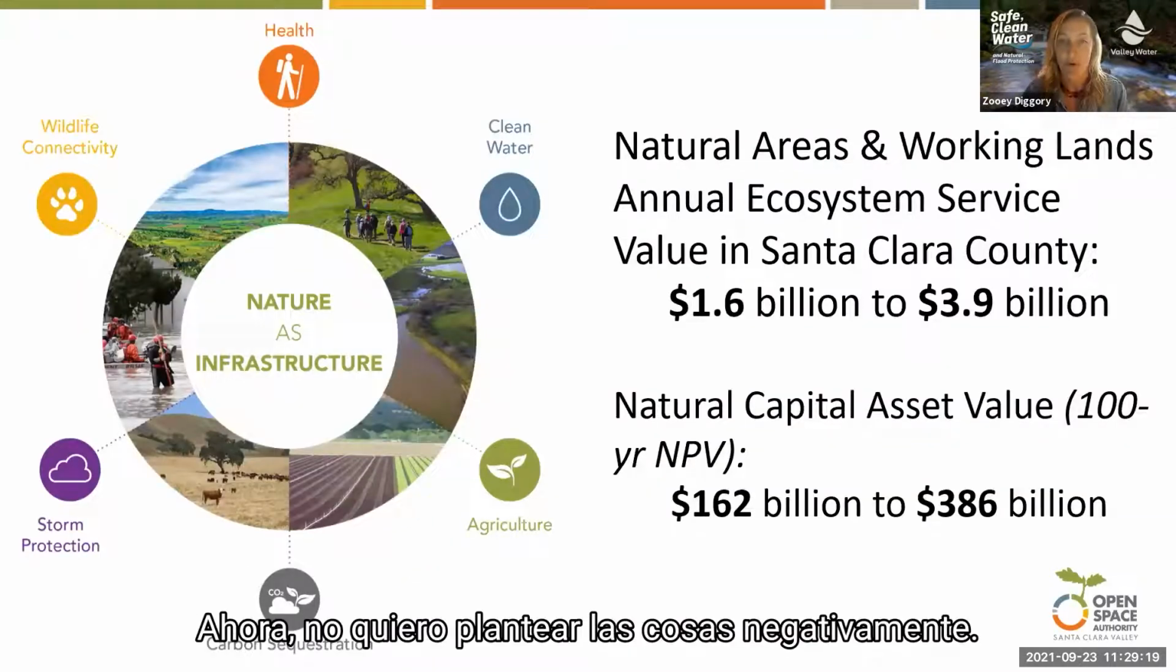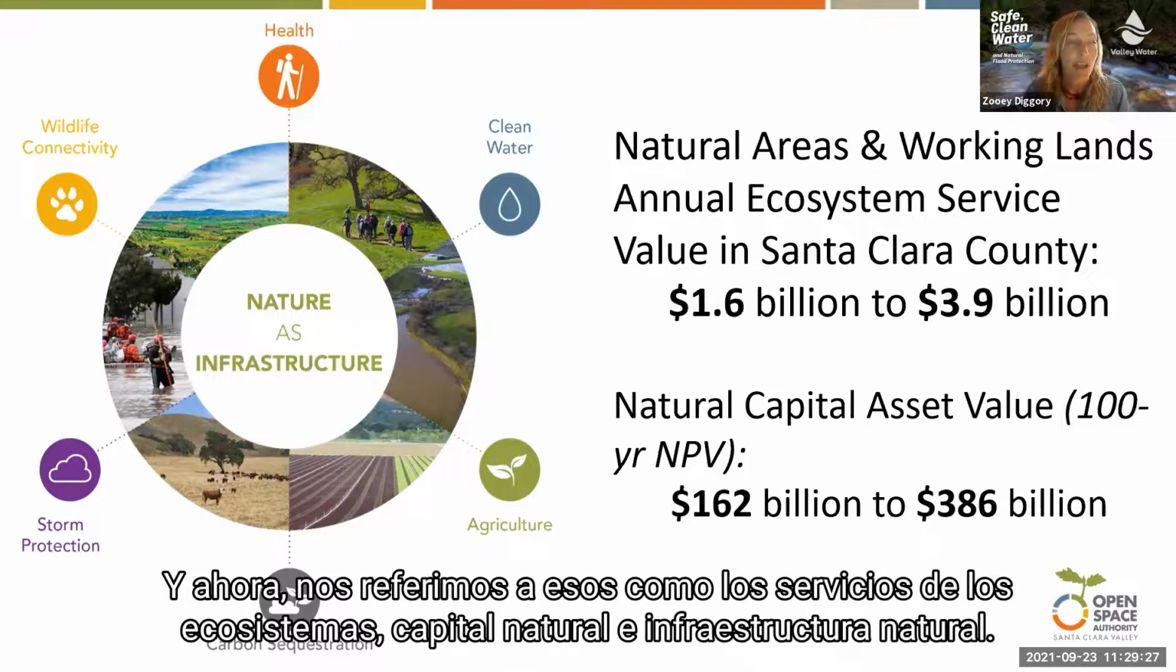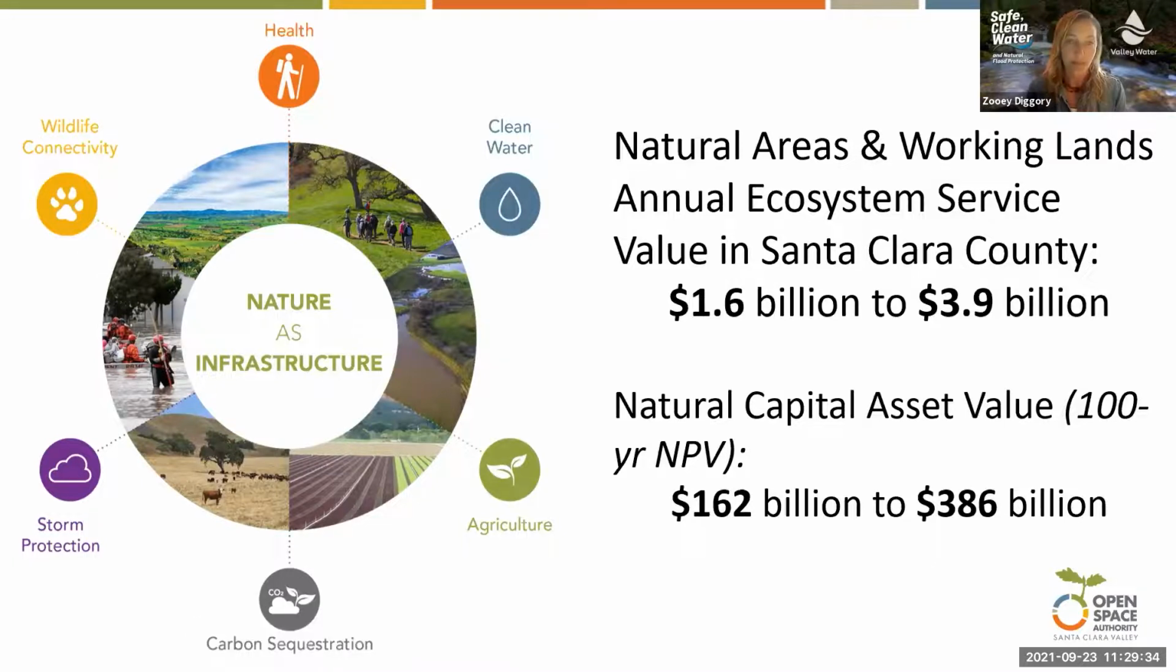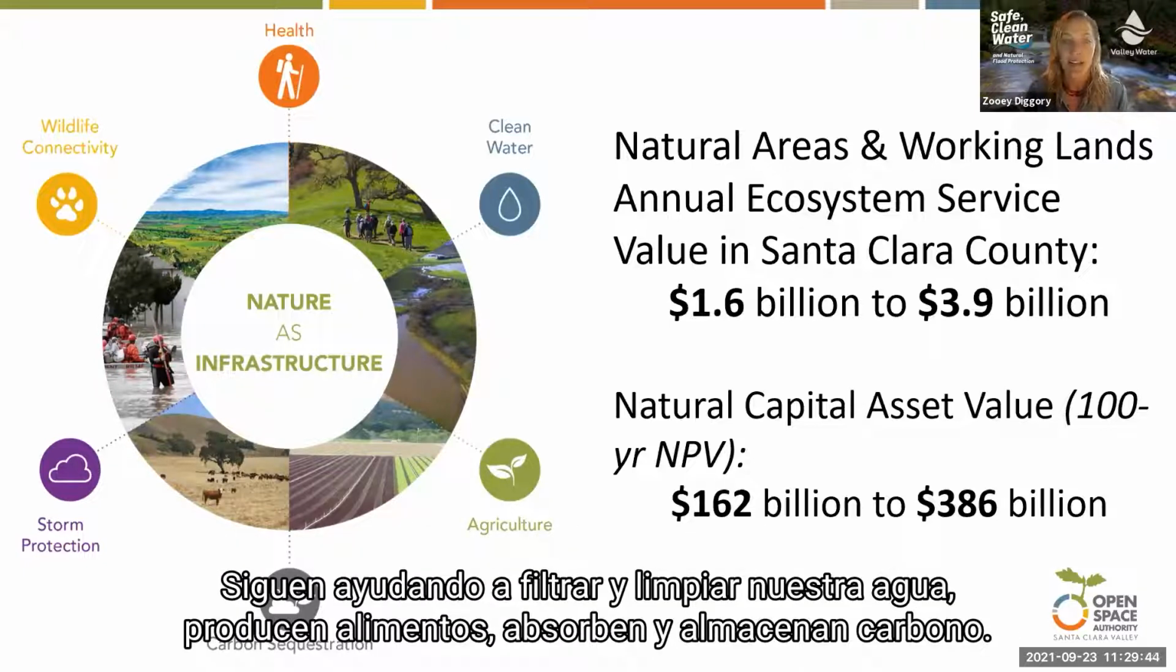Now, don't want to leave you on a low note here. Despite those profound changes, our watersheds continue to provide services that are critical to our way of life. And we now refer to those as ecosystem services, natural capital, and natural infrastructure. And natural infrastructure, such as our natural areas and our farmlands, provide open space and trails for a healthy lifestyle. They still help filter and clean our water.